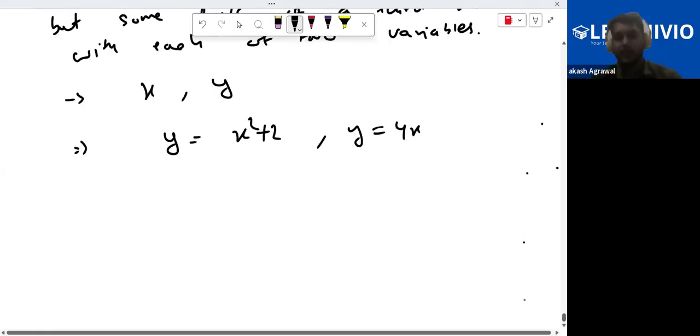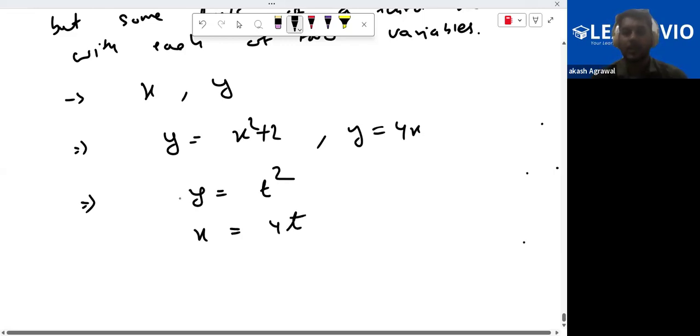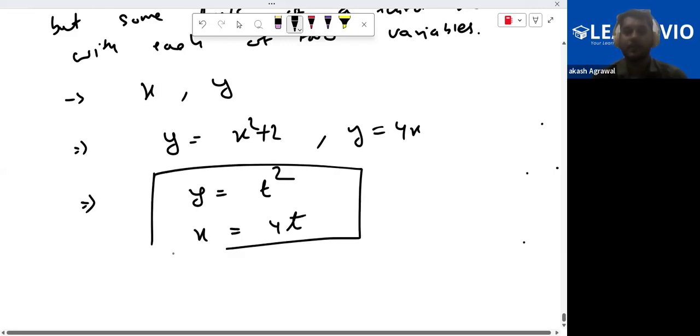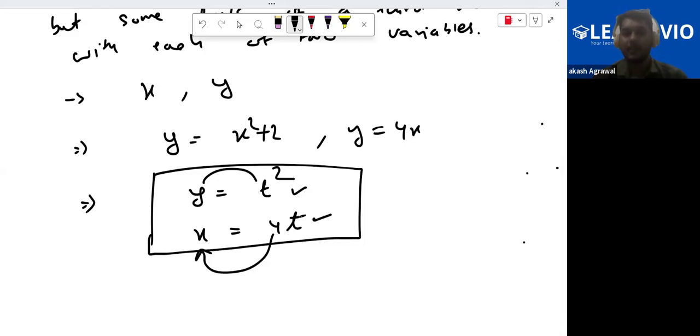But sometimes what happens is they are fighting and they need a third variable. Okay? So Y will talk to T and X will also talk to T. This is known as parametric time. Okay? We introduce another parameter T which is in relation with both the variables. Okay? And you can now replace the value of t and find a single function.